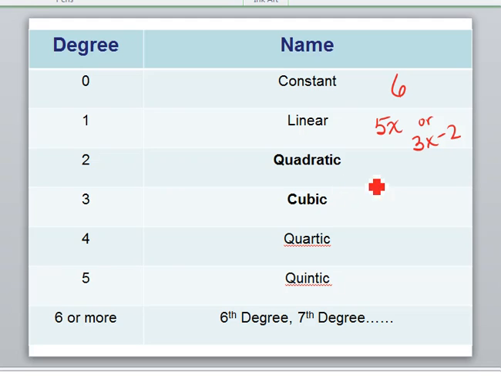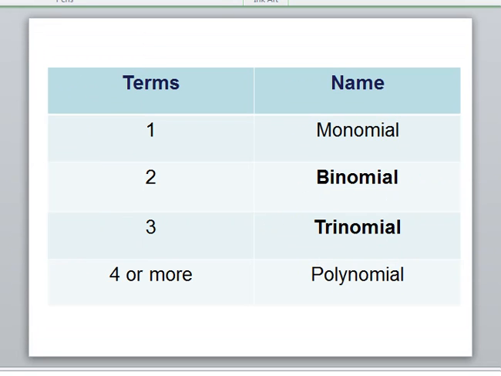Quadratic, this is a term you're going to see quite often, has an x squared term, so it could look something like this, or it could just simply be 6x squared. So it's anything with an x squared term. A cubic is anything with an x cubed, a quartic, anything with an x to the 4th, quintic, x to the 5th, and then 6th, 7th degree, you can go on forever. We could have x to the 6th, x to the 7th. Now, the number of terms has another name. Those names are monomial, meaning one term, binomial, meaning 2 terms, trinomial, meaning 3 terms, and polynomial, meaning 4 or more.